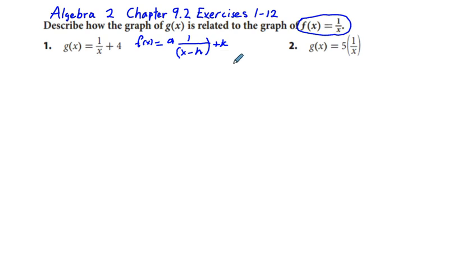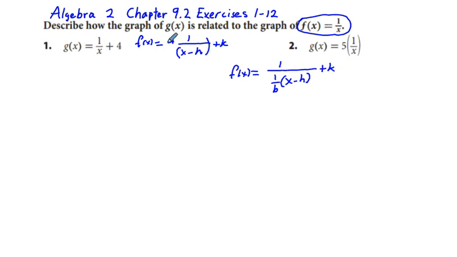But there's another version as well that takes this form: f of x equals 1 over, and down here in the denominator, instead of having a in the numerator, we have 1 over b times quantity x minus h, and then outside here plus k.